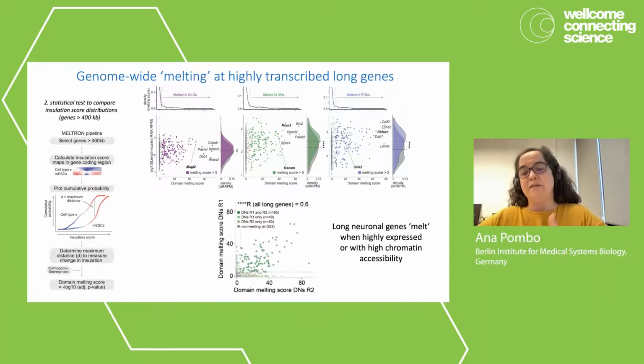And so we find that not only high expression, but the same patterns were also true for high chromatin accessibility. And I should say that some genes only have high chromatin accessibility and melt, and that the expression per se, at least mRNA expression, which is being quantified here, is not necessary for the melting to be observed.